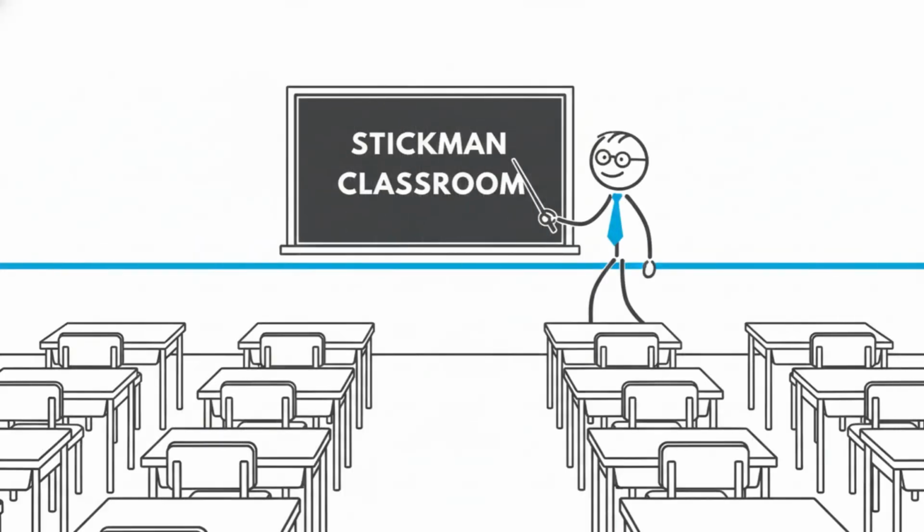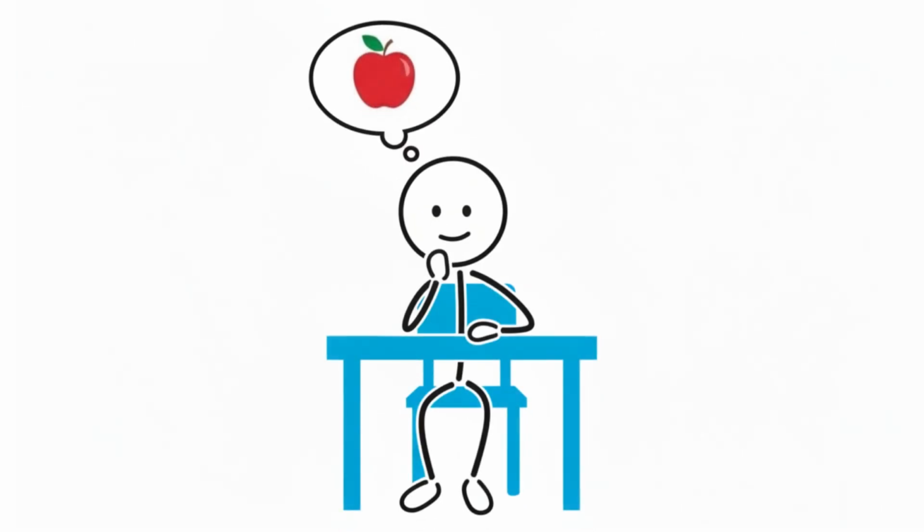Today, we're teaching our AI student how to recognize apples. And by watching this process, you'll understand how all AI learns. Meet our student. He's never seen an apple before. He knows nothing. He's a blank slate, just like AI before training.